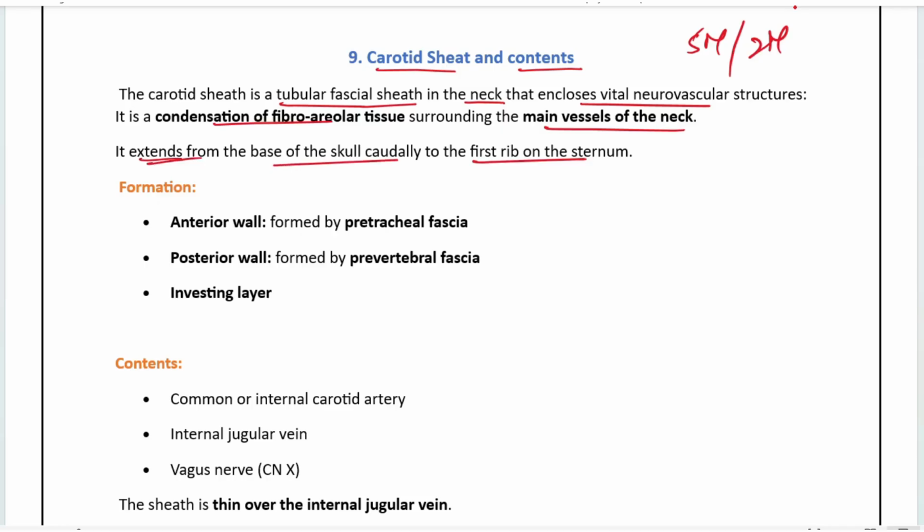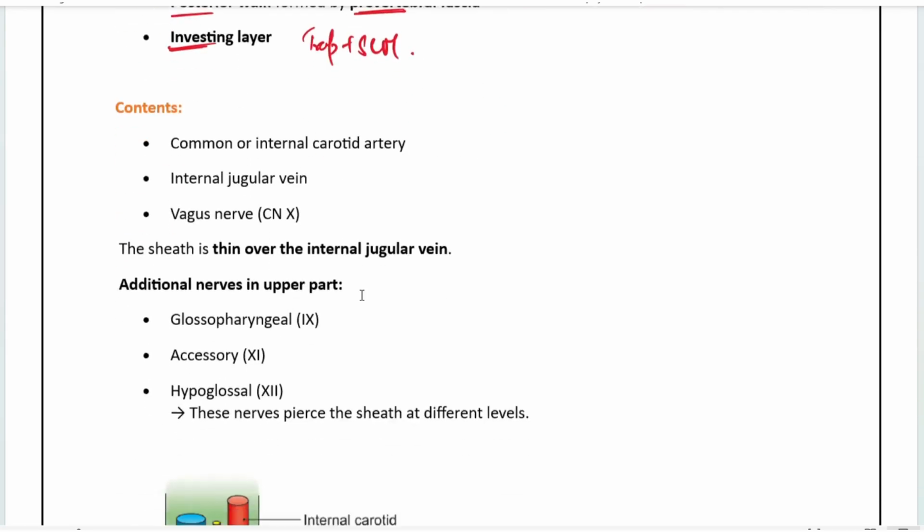Okay, formation, we have the investing layer, we have the prevertebral fascia, and we have the pretracheal fascia. Anterior wall is formed by the pretracheal, posterior is formed by the prevertebral, and we also have components from the investing layer. To just explain, the investing layer surrounds the trapezius and sternocleidomastoid, while the pretracheal surrounds the vital organs in the neck, and the prevertebral surrounds the vital structures in the vertebral region.